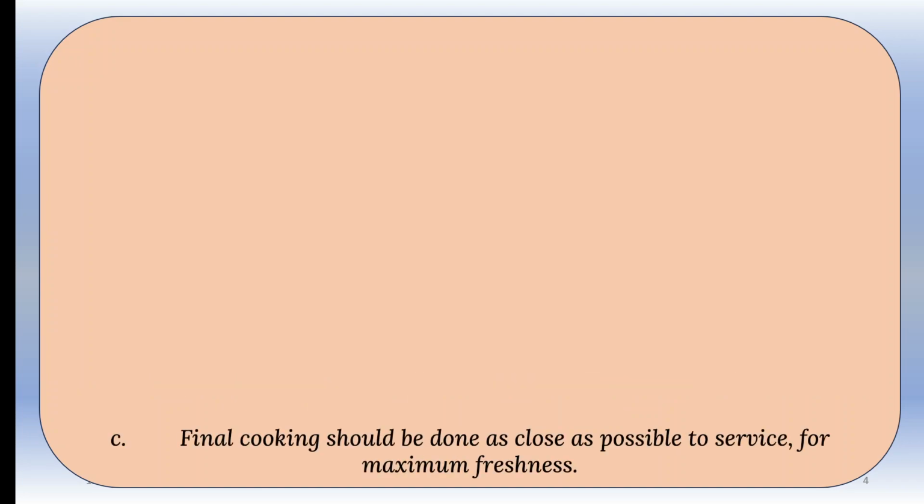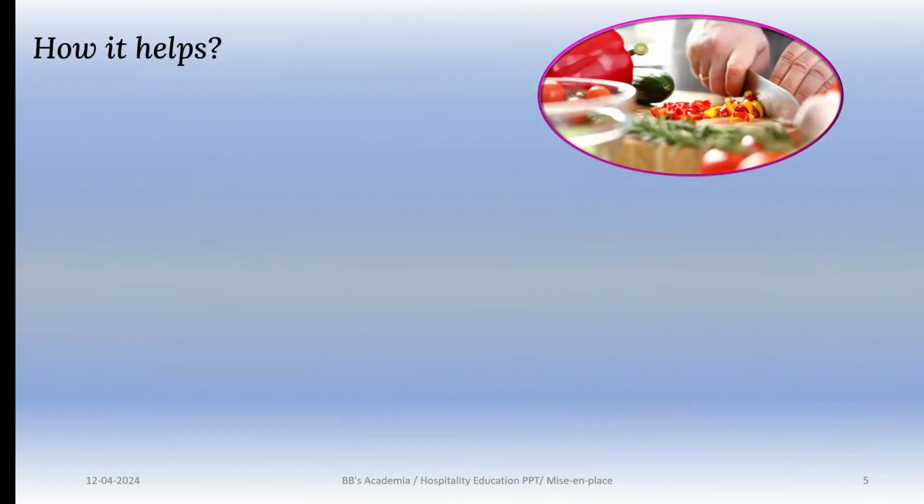Final cooking should be done as close as possible to service for maximum freshness. So that is understood. We are utilizing the mise-en-place. That means breaking down the task into small tasks, doing it in advance, but the final preparation will be done only close to the service, so as to retain the maximum freshness of the product. That is the solution of mise-en-place. How does it help?